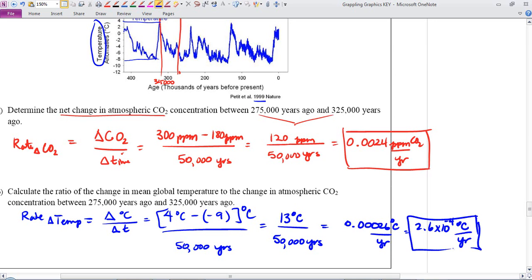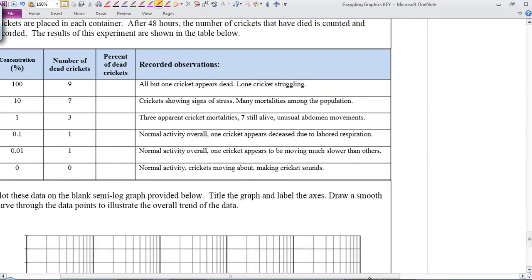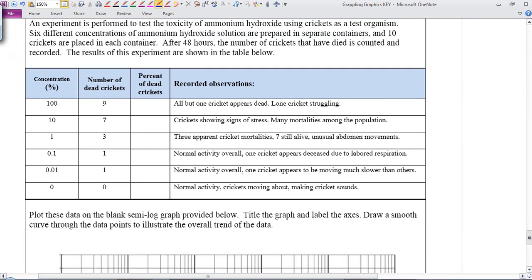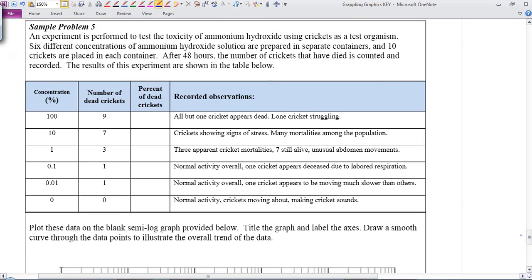All right, one more example. One more example. This is way more fun when you're doing this in class with buddies, and then you get to compare. Way better than listening to me.